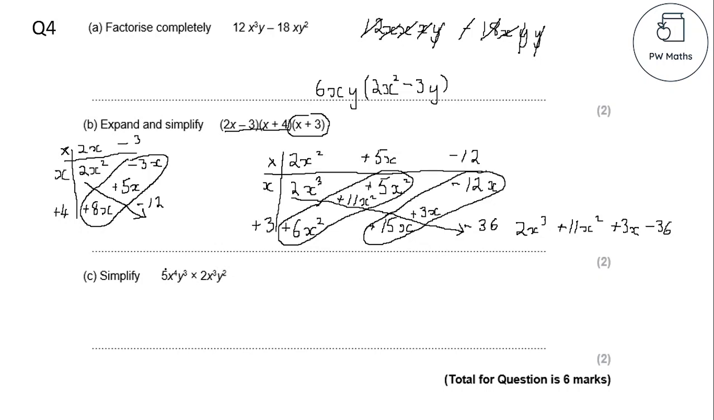Part C of the question. Let's get the bit done that you could have done probably in about year 2. 5 times 2. Nice and easy. 10. X to the 4 times x to the 3. Add those indices. Laws of indices. X to the power of 7. y cubed times y squared is y to the 3 plus 2 is 5. And please don't put any pluses or minuses in it or you will lose marks.